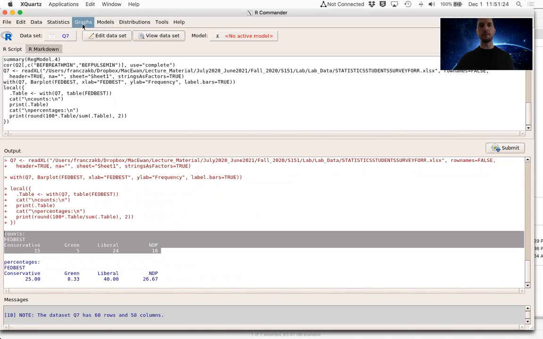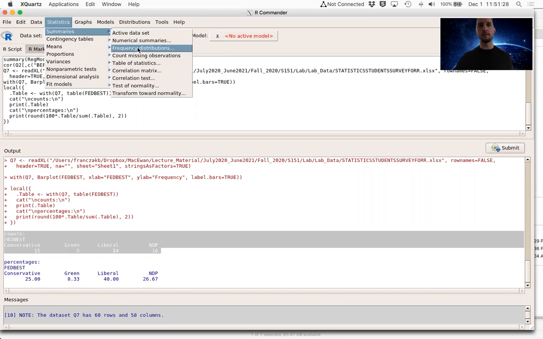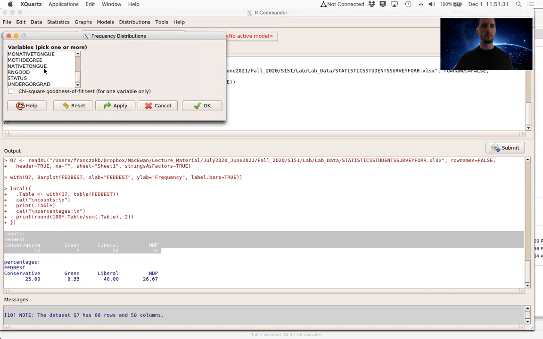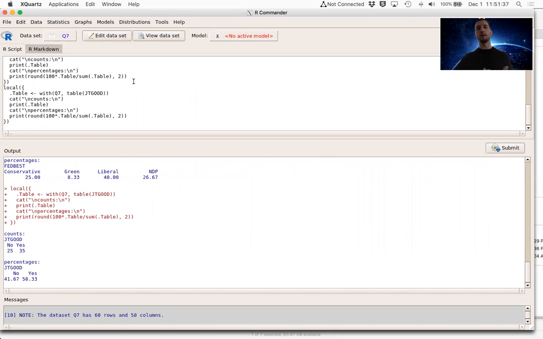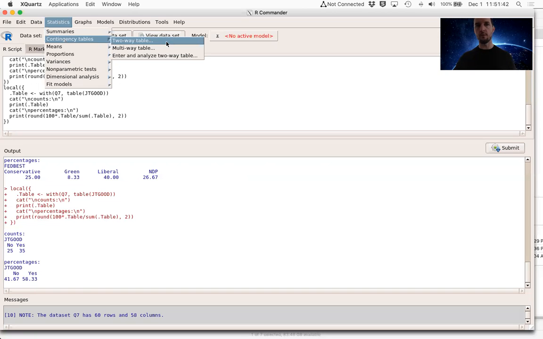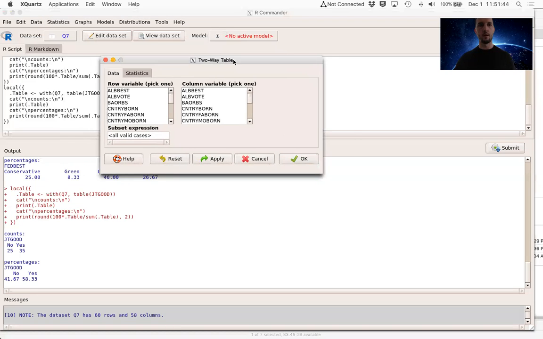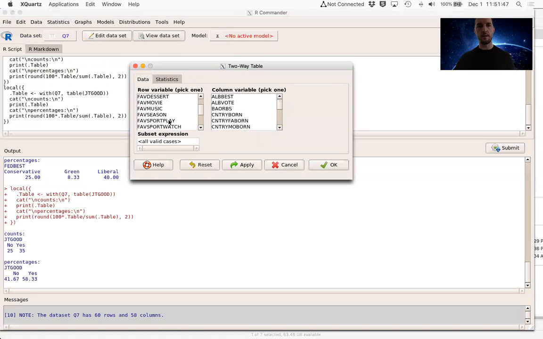All right, we can do the same thing for JT good. So statistics, summaries, frequency distributions, JT good. And then we have the following here. Okay, if we want to make a contingency table, we go statistics, contingency tables, two-way table, and then we select the variables. So we would have fed best and JT good.